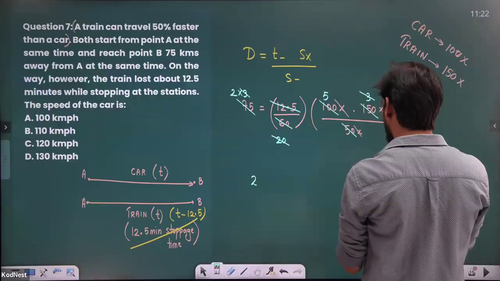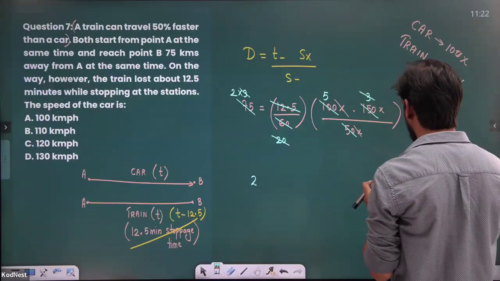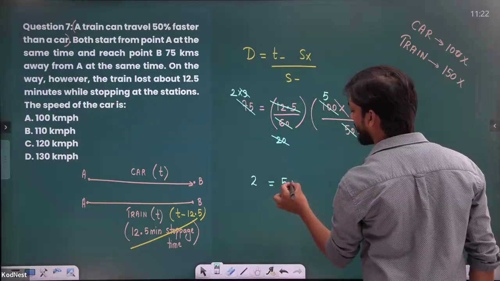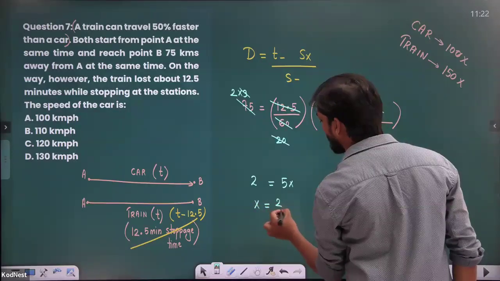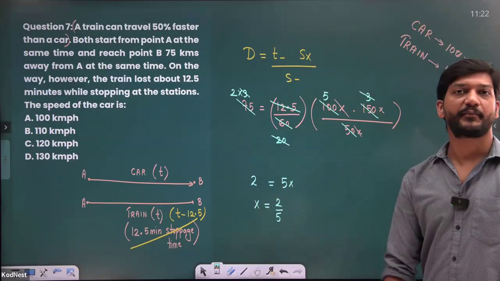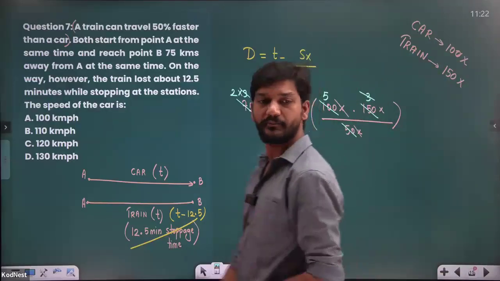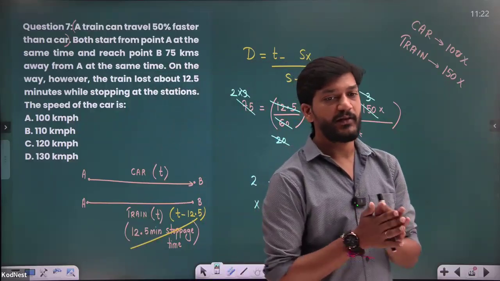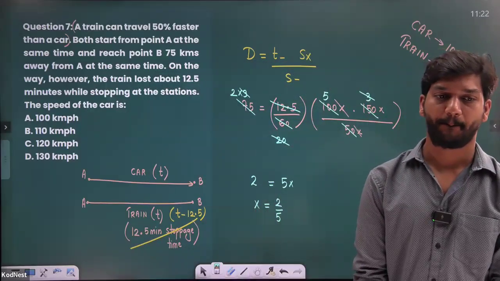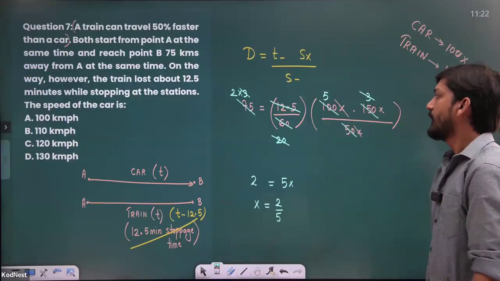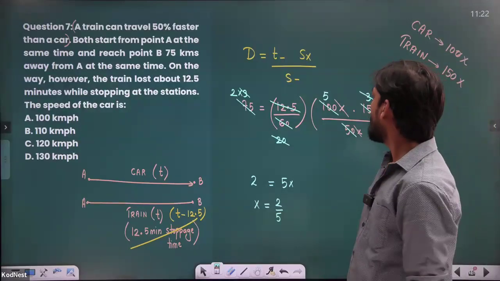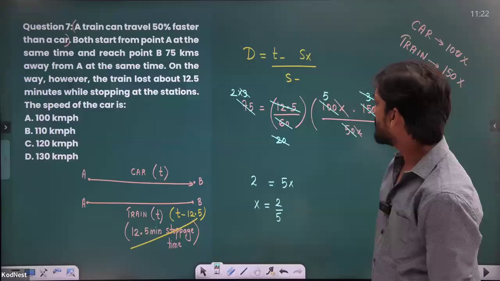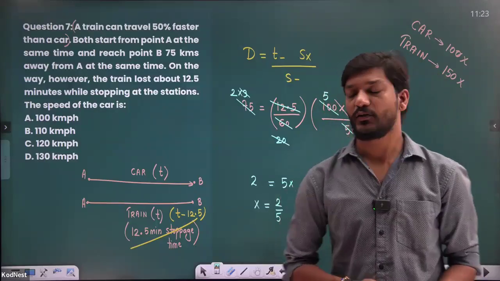So 2 equals how much? 2 equals 5 into x. So x equals 2 by 5. Right? Please verify, is it correct or not? x equals 2 by 5. Verify please. Is it right? 12.5 into 2 into 3. 50 into 3. 3 into 20. 20 into 5. 3 cancels, yes. Okay, so 2 by 5.